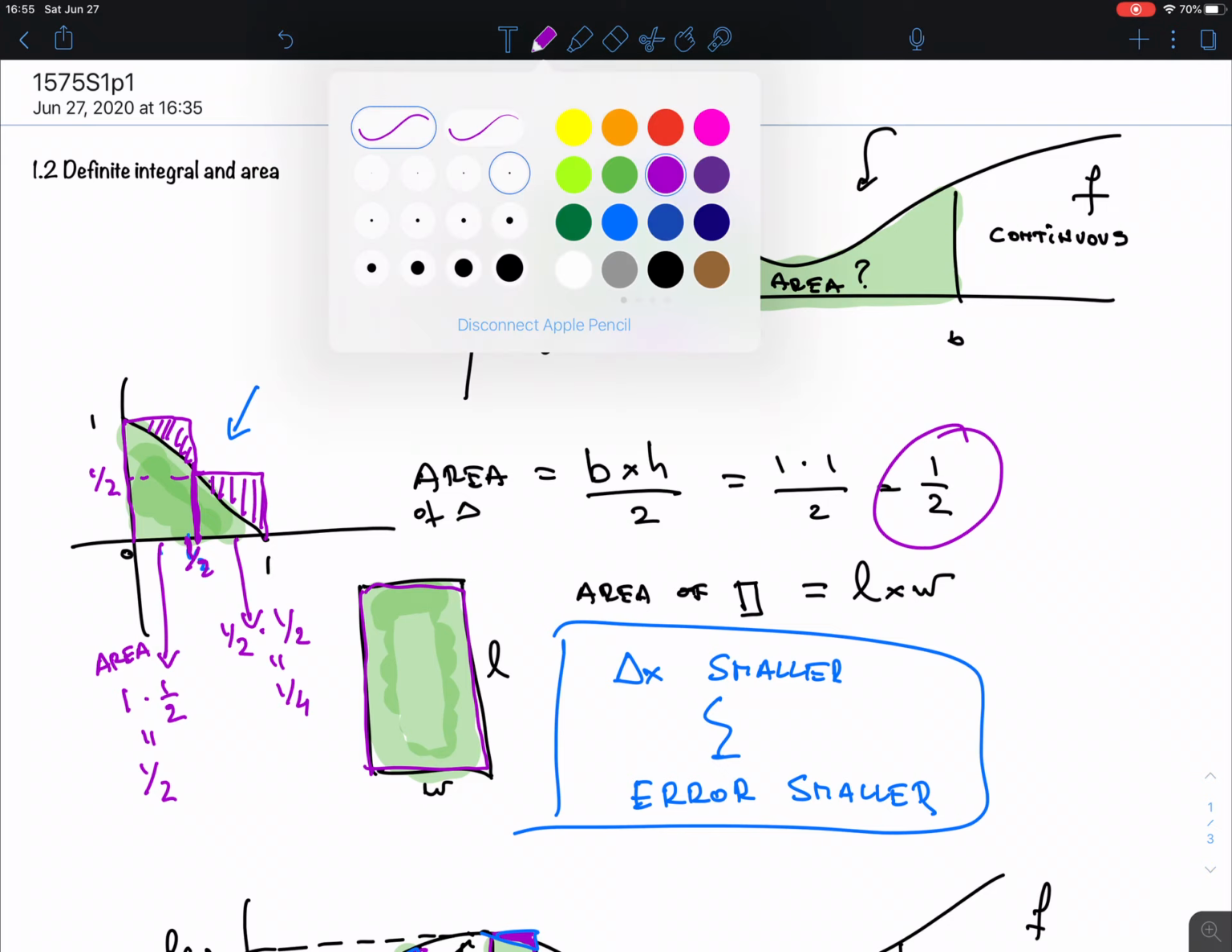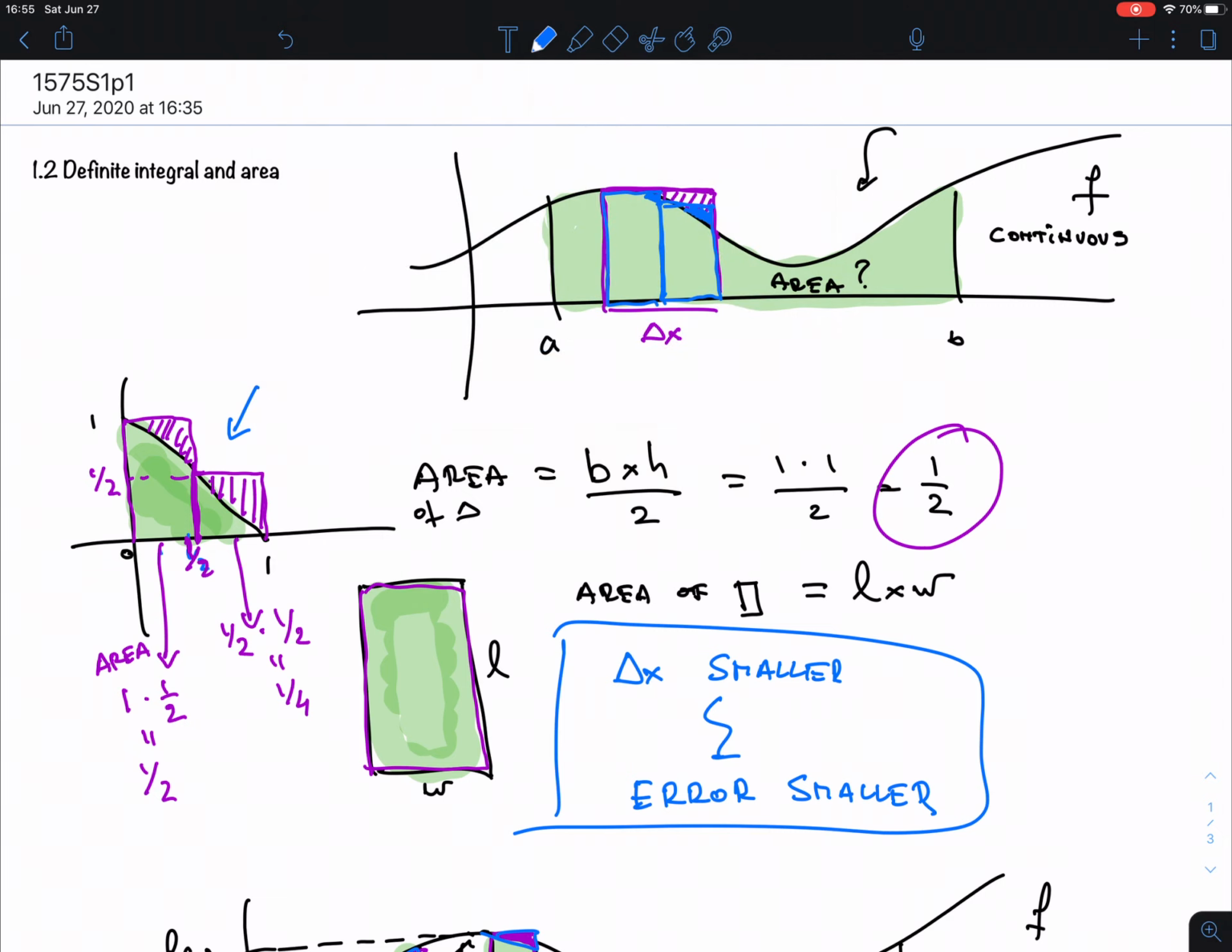So, okay, let's do it better, and instead of 2 strips, I'm going to do 4. So divide each again in half. So this is the first one. The blue one is now still the same as the purple one. This is still my error. Now, the next blue one is going to be smaller than the purple one, so I'm going to have less of an error.